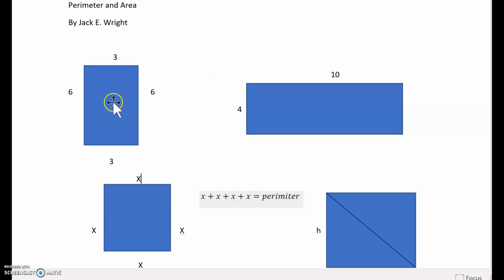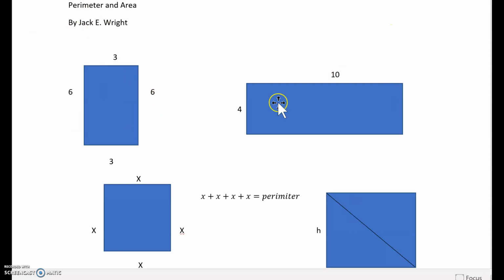So, our first example is a rectangle that has sides 3, 6, 3, 6. We have to add them up: 3 plus 3 plus 6 plus 6. 6 plus 6 is 12. And then 3 plus 12 is 15. And then 3 plus 15 is 18. So the perimeter of that one would be 18.